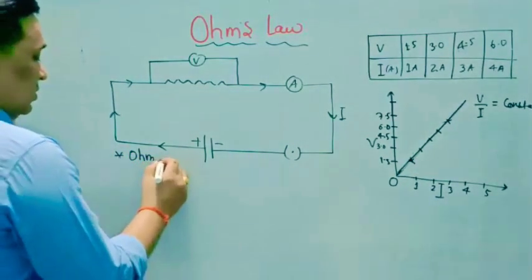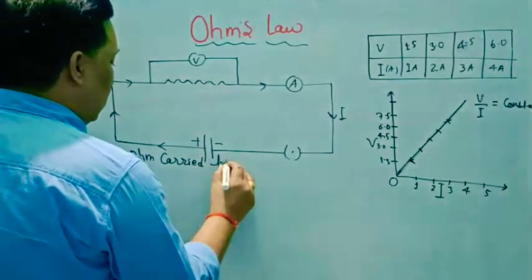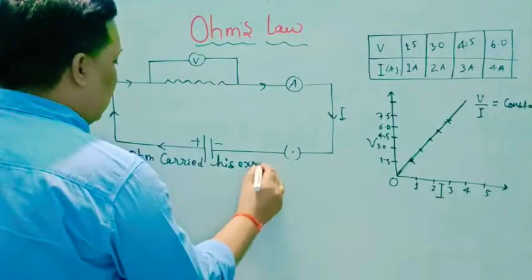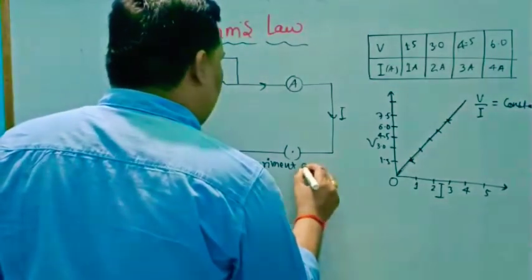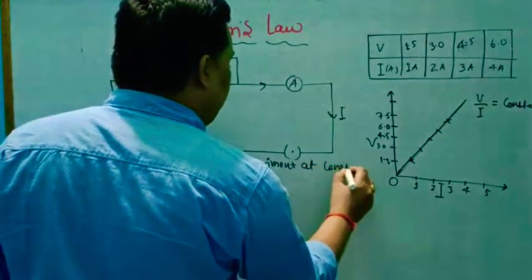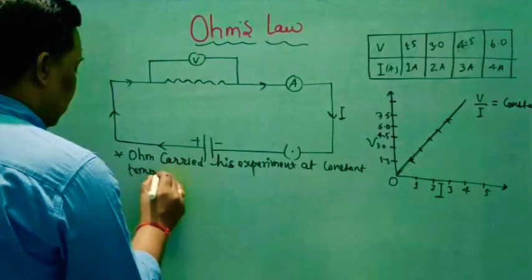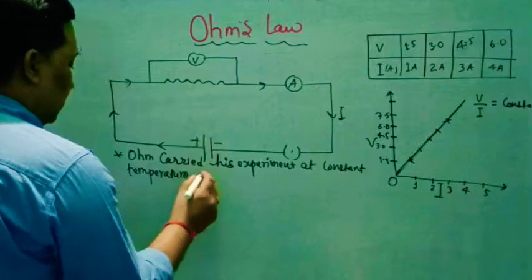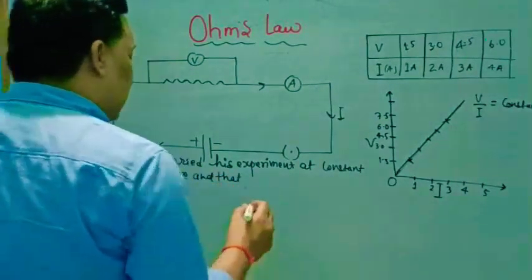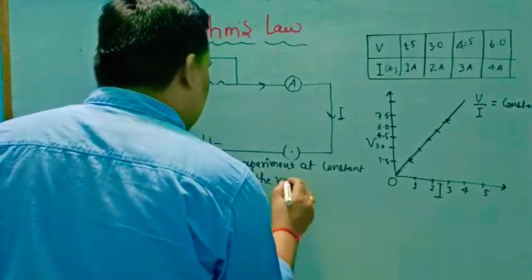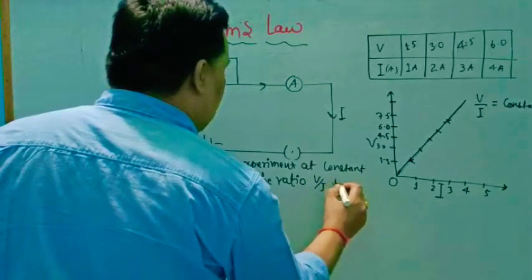Ohm carried out his experiment at constant temperature and found that the ratio V upon I is a constant.